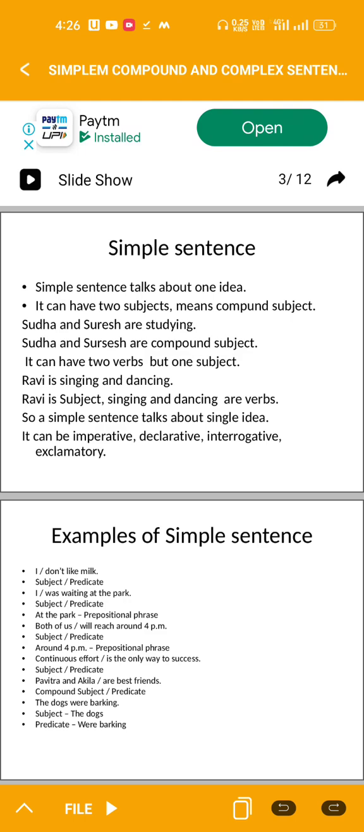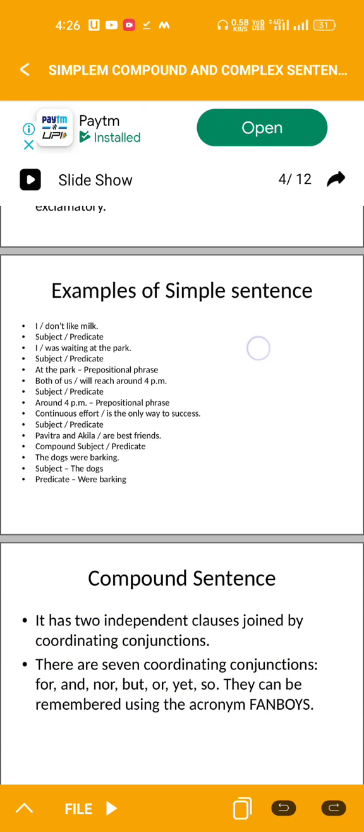Now there are some examples of simple sentences, like I don't like milk. So I is the subject and don't like milk is the predicate. I was waiting at the park. I is the subject, was waiting at the park is the predicate, and at the park is a prepositional phrase. Both of us will reach around 4 p.m. So both of us is the subject and the rest of it is the predicate.